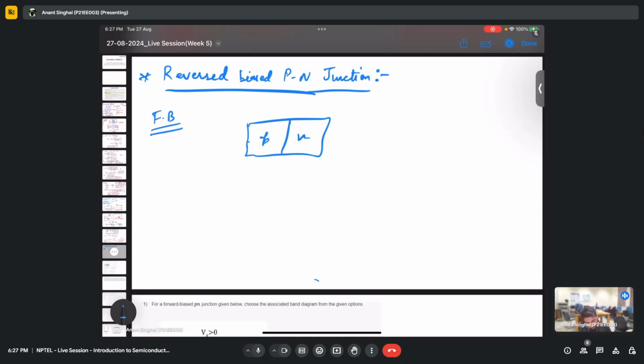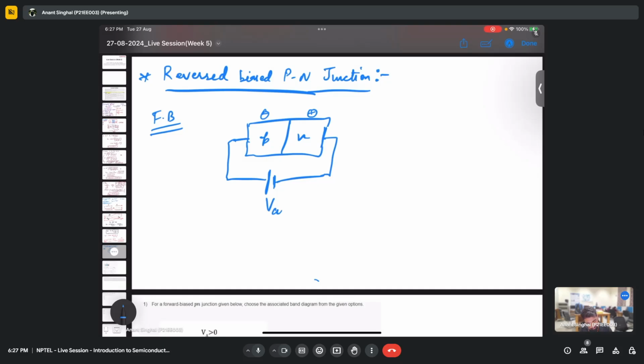So in forward bias, because we know that the P side will have more holes and the N side will have more electrons, what we do is the positive voltage is applied on the P side, basically. The negative voltage is applied on the N side. So this is a forward bias PN junction. Let's say this is VA.